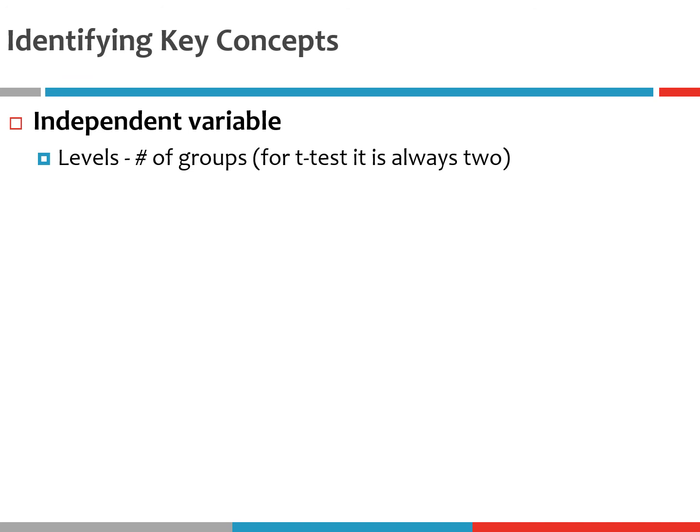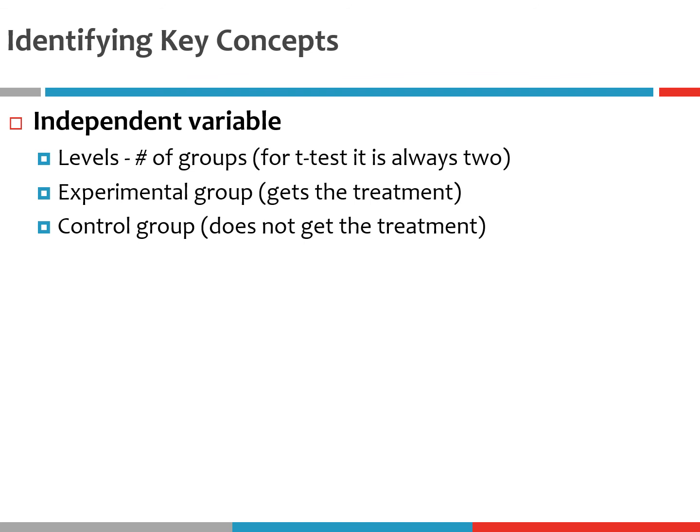So levels is the number of groups. In a two-group design, you're always going to have two levels. If you have more than two levels, then you're not doing a t-test, you're going to be doing what's called an ANOVA. Experimental group, that level gets the treatment. The control group, the second level, does not get the treatment.